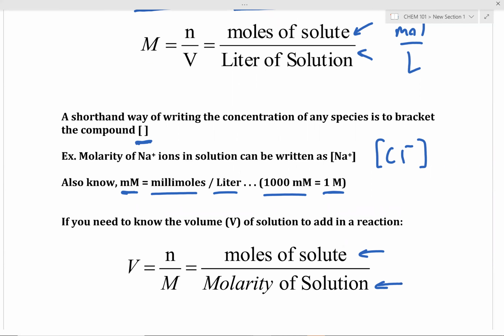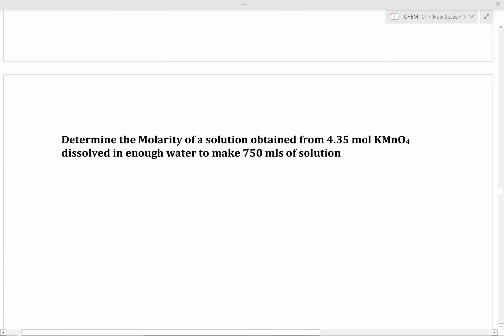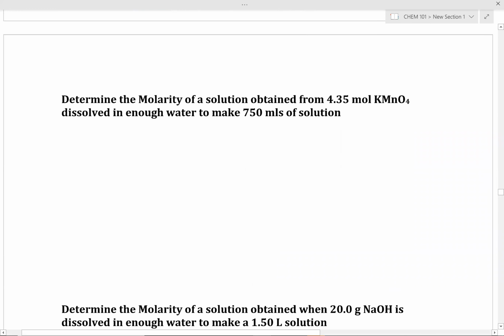Any questions on these equations? Now, of course, things are best learned via application. So let's do an example. We're asked to determine the molarity of a solution obtained from 4.35 moles of potassium permanganate dissolved in enough water to make 750 milliliters of solution.